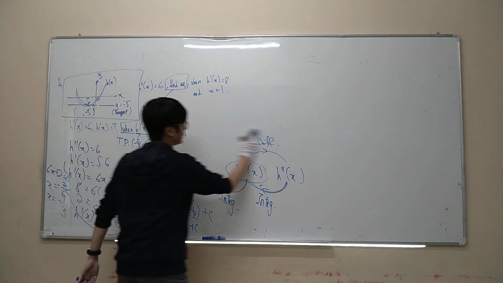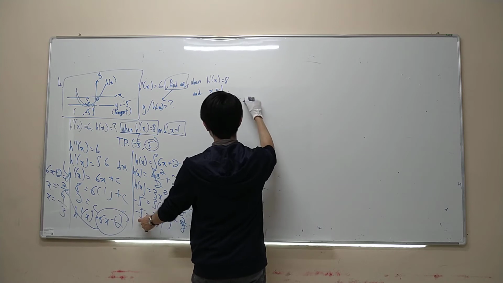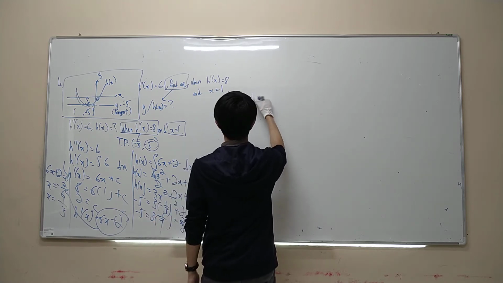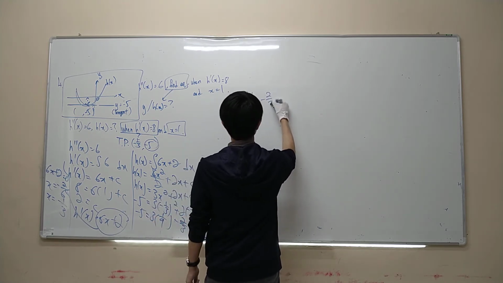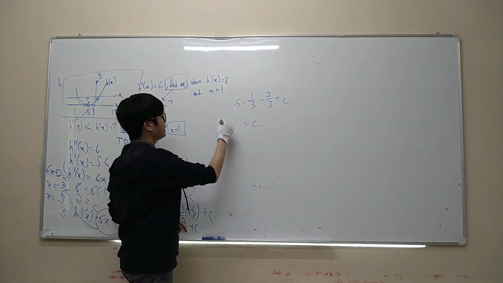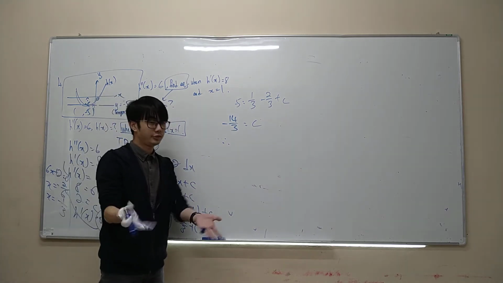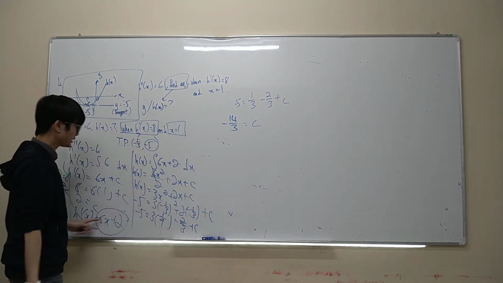Let's erase this. Next will be what? Negative 5 equals 3 over 9. 3 over 9 is 1 over 3, and minus 2 over 3 plus c. So the c will be negative 14 over 3. You can use your calculator. Feel free to use your calculator. So what's the answer?